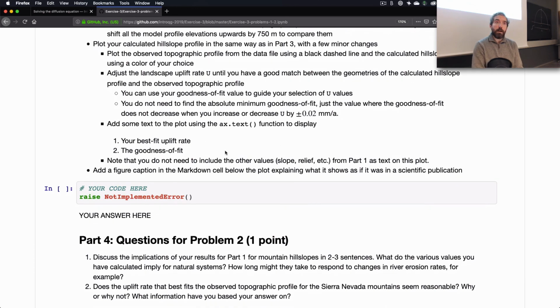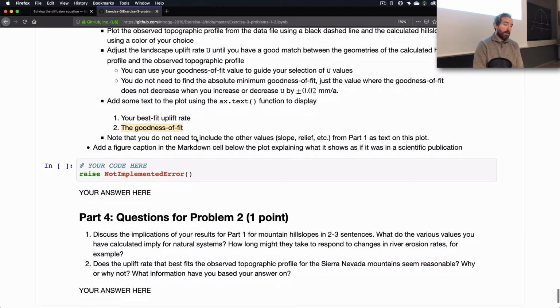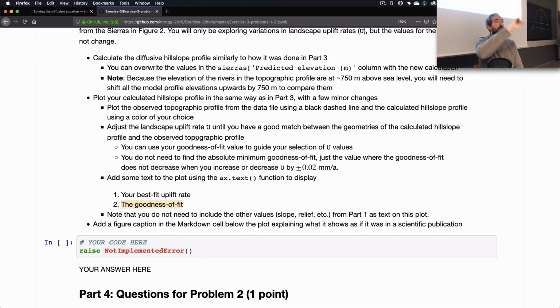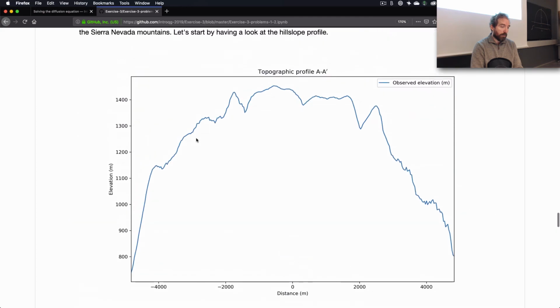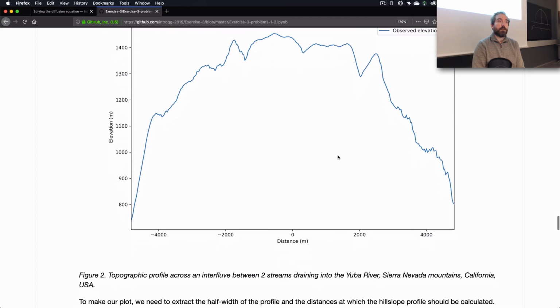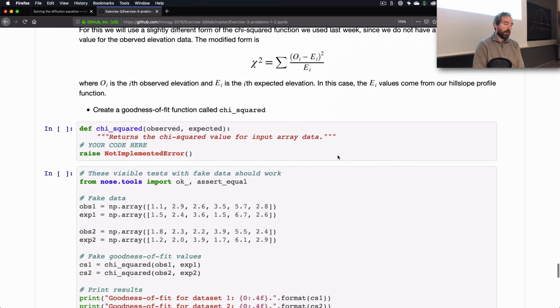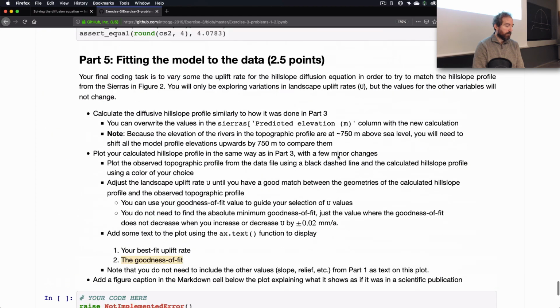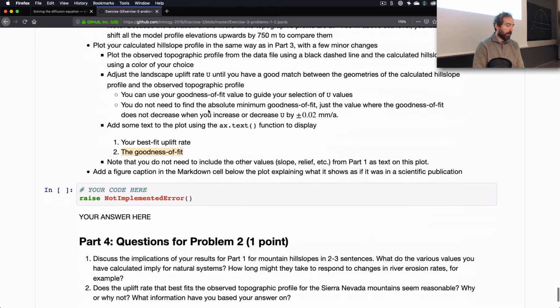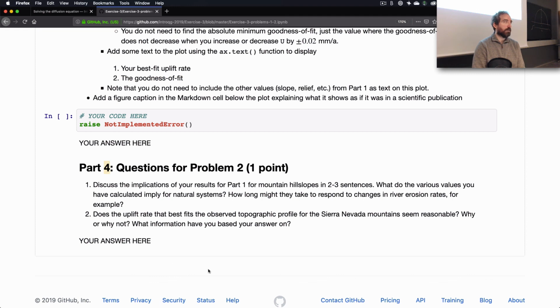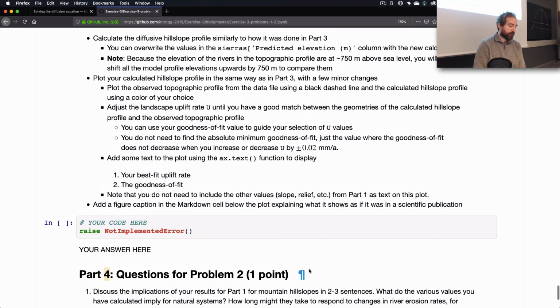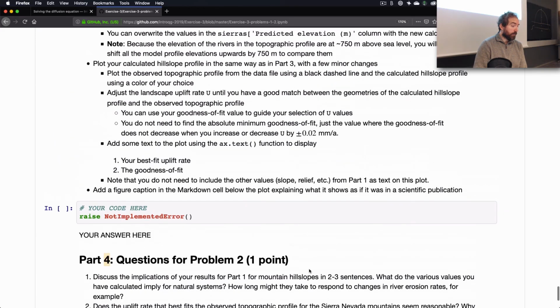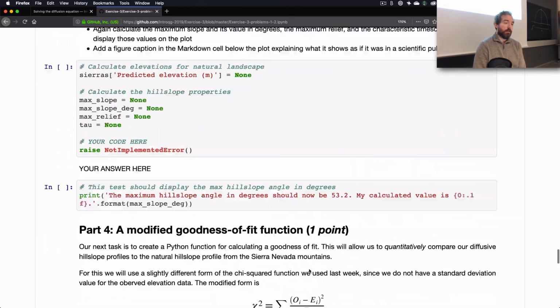After that, you'll add a couple things to your plot, some text that says what the best fit uplift rate is and what your goodness of fit value is for that uplift rate. And you'll make a plot that shows the hill slope profile that is read in, the one that's up here, and then your model along with it, so we can see how well the two visually match one another. That's that. So you won't go from part 5 to part 4 here. I'll fix that so that it's going to part 6. But that's basically what we're up to for this week.